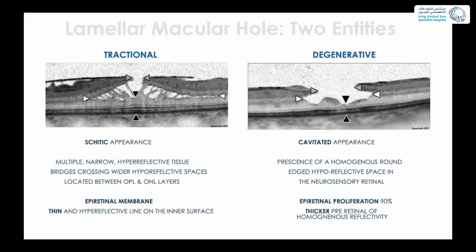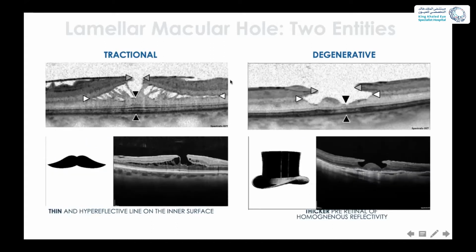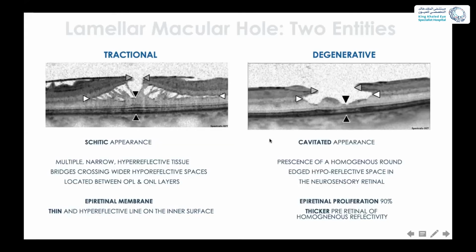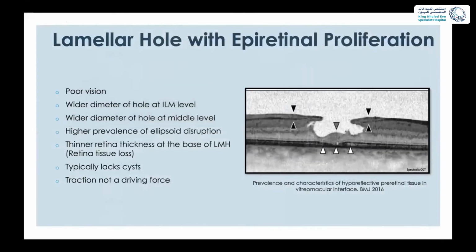To explain it more, the tractional type looks like a mustache appearance, and the degenerative type looks like a top hat appearance. So just remember this photo, then you will know the difference between them. Now we will talk about the second type. Everybody knows about the tractional lamellar hole. Now we will talk about the lamellar hole with epiretinal proliferation, which is the degenerative type of lamellar hole.